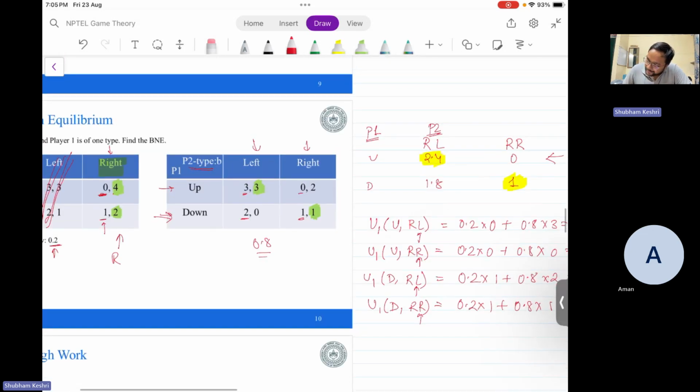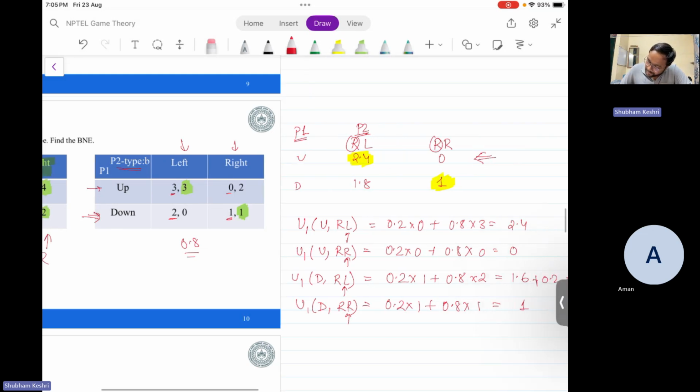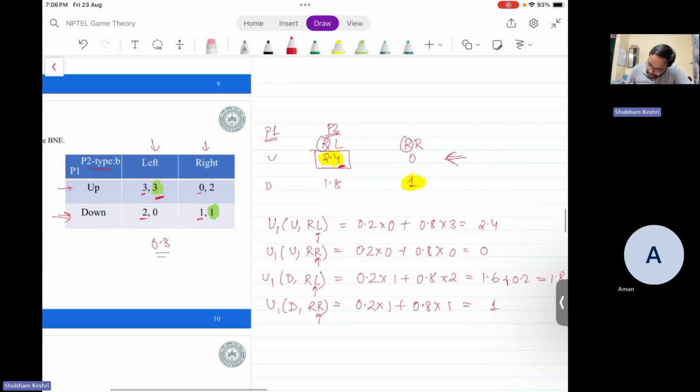Alright. So we have written that for both the cases. Now we'll just have to see for player 2B. So when player 1 is playing U, the best response of player 2B is to play L. Therefore, this is the intersection of best response of player 1, player 2A and player 2B. So therefore, U comma R comma L is a Bayesian Nash equilibrium.